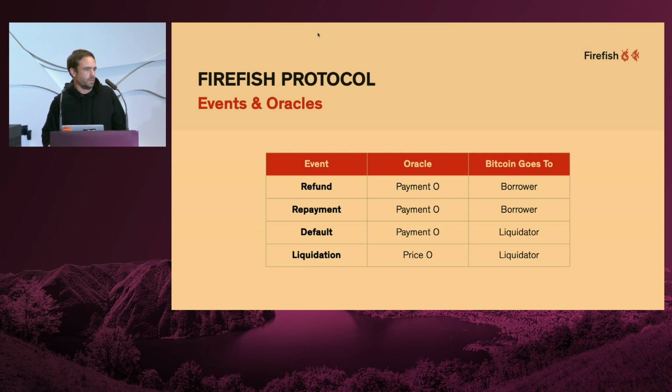It means that the Bitcoin price drops in value to the extent that the collateral is not sufficient to support the loan itself. In this case, again, Bitcoin goes to the liquidator, but the event is triggered by price data only. We don't need any information from the payment system. We just need the price data, the price of Bitcoin.